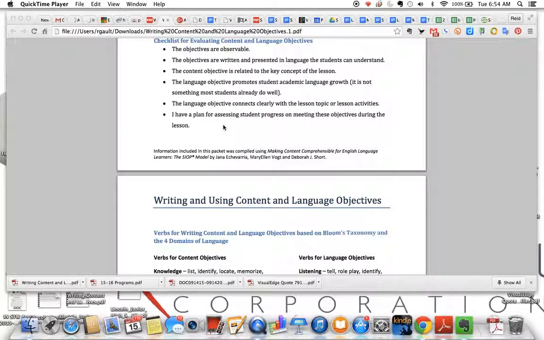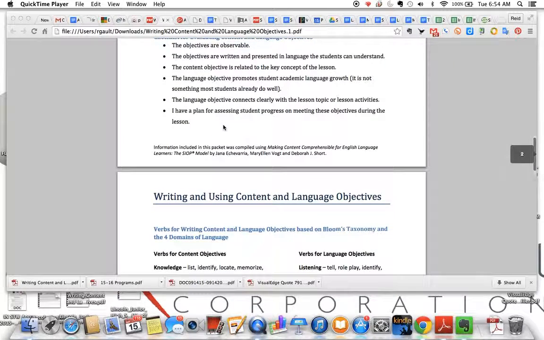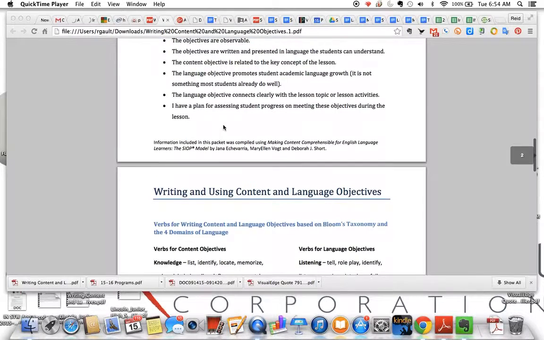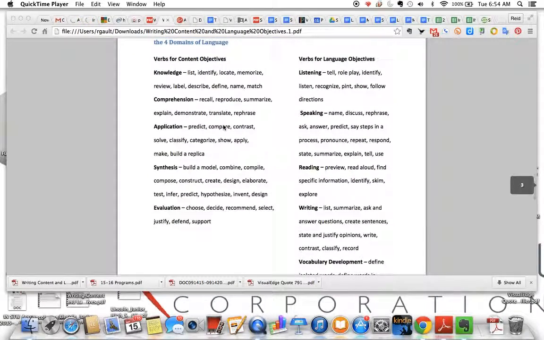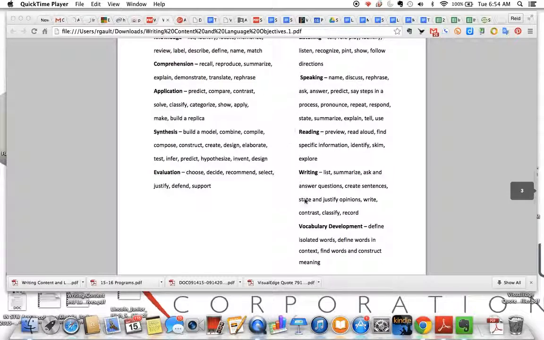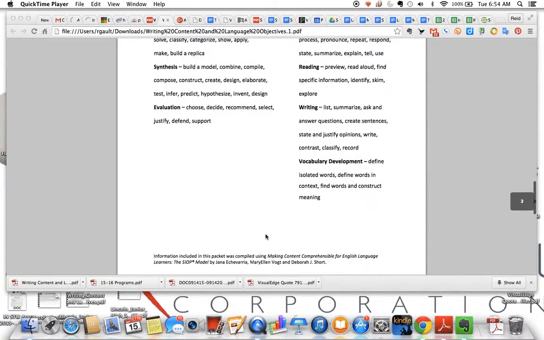So we know that the objectives should be stated at the beginning, referred to during, and assessed at the end. So I have a plan for assessing both the content and the language objective at the end of the lesson. And here's a list of verbs that you can use in your objectives as well. There's quite a comprehensive list of the language objectives.